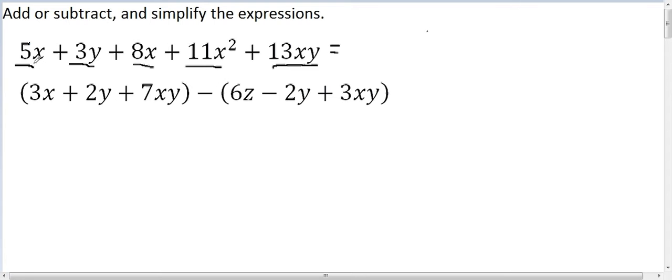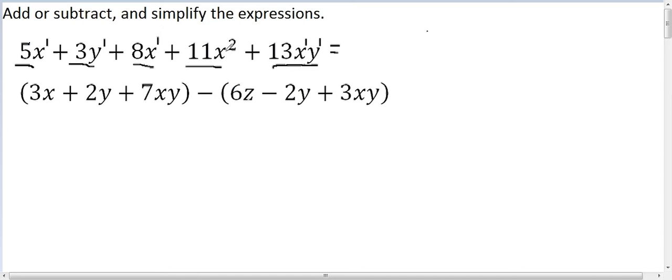So if we take a look at the first monomial or first term, we have 5x. The variable part of this monomial is x, and if we don't have an exponent, we can think of this as having the exponent of 1. So let me go ahead and write that. If we look at all the terms, this term has x to the first power. This also has x to the first power. And since that's the only variable in both of these terms, we can combine them together.